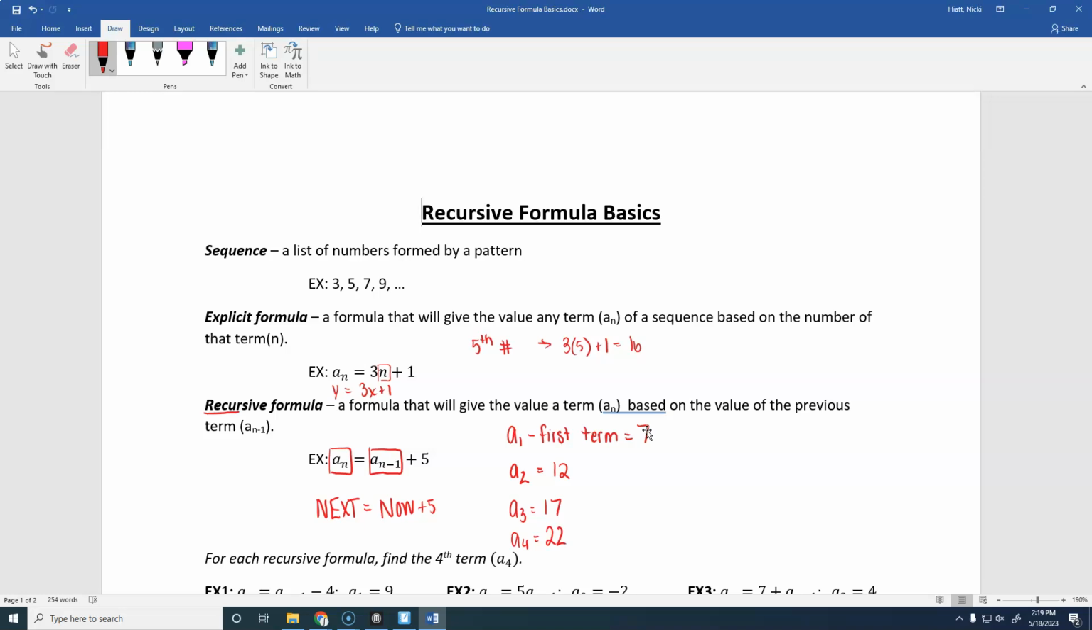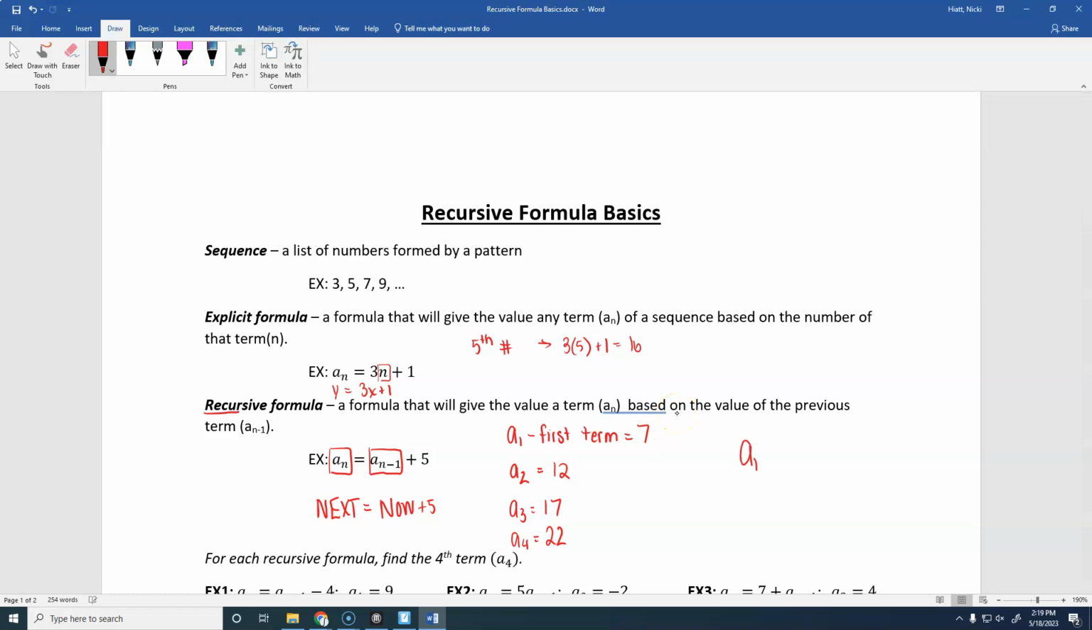So this is, rather than giving you the number that, like if I plug in 4, it gives me 22, I have to find all the numbers that lead up to it. Right, so it's telling me what the pattern is really to my sequence there. Does that make sense?